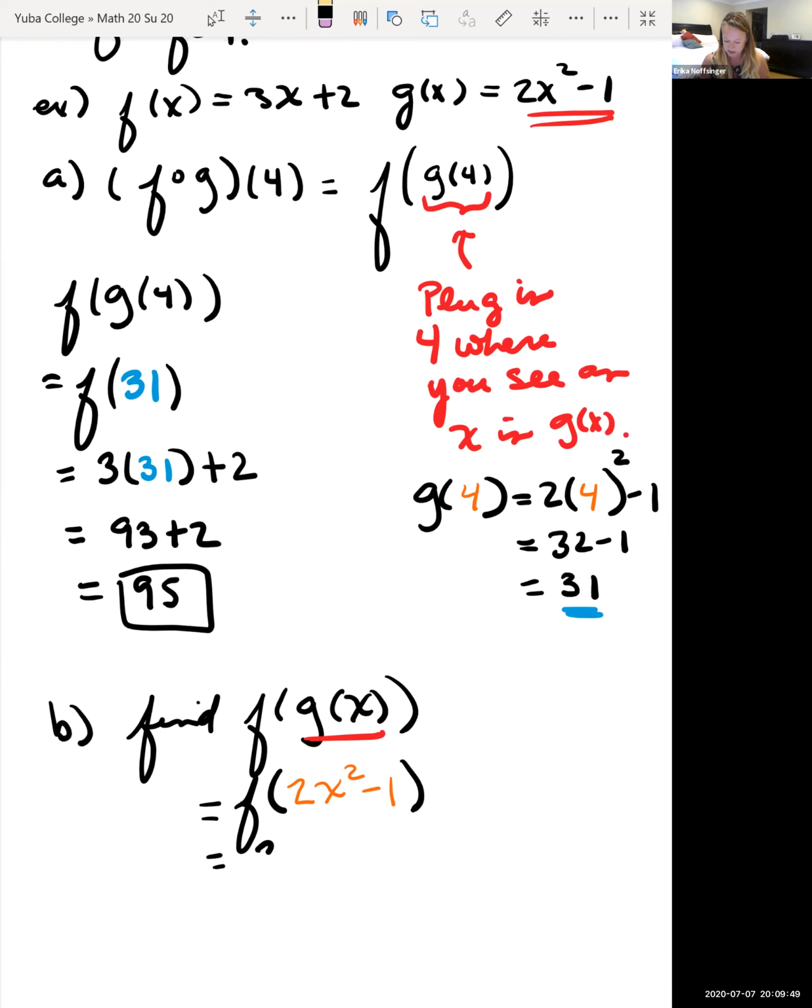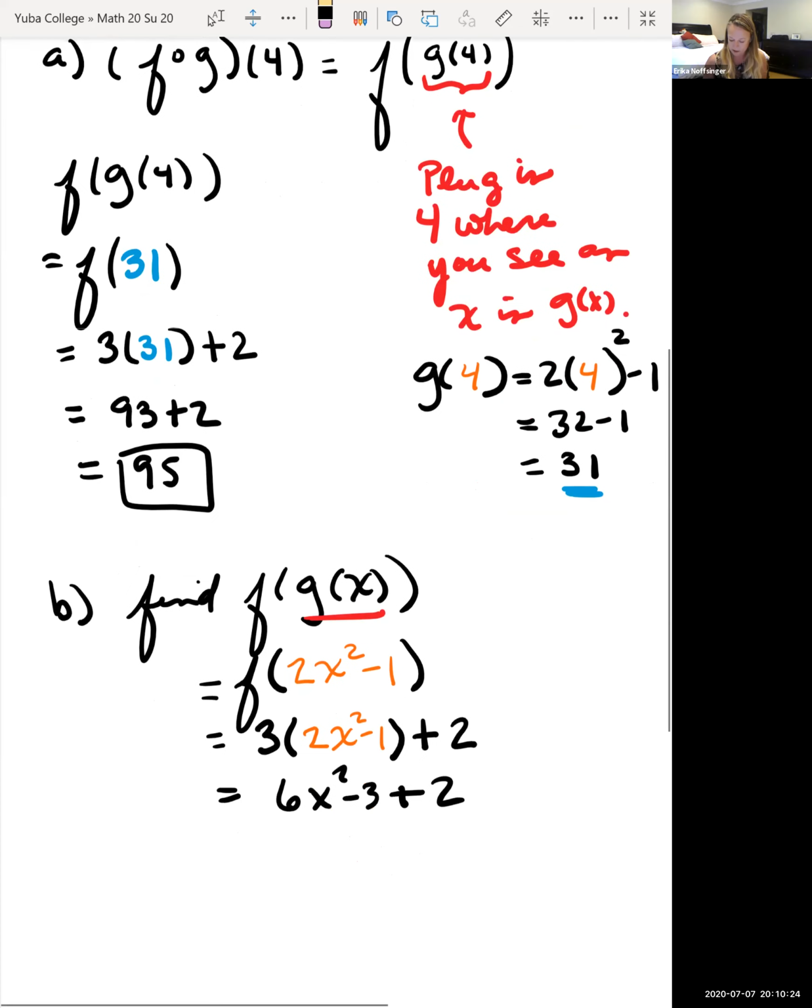Let's go in and put parentheses wherever we see an x in f of x. So 3, we see an x, parentheses, big enough to put that in parentheses, and then we see plus 2. Rewriting and putting 2x squared minus 1 wherever we saw parentheses. And so we can simplify this a little bit. We can distribute that 3 inside the parentheses. So we have 3 times 2x squared is 6x squared, and 3 times negative 1 is negative 3. And then we have this plus 2 outside, combine like terms. We have 6x squared, well, negative 3 plus 2 is minus 1.